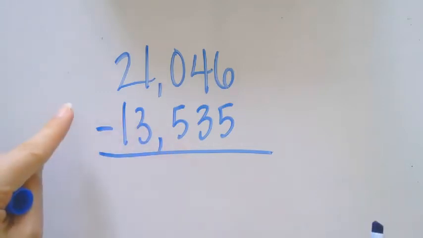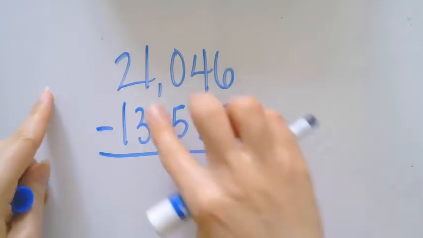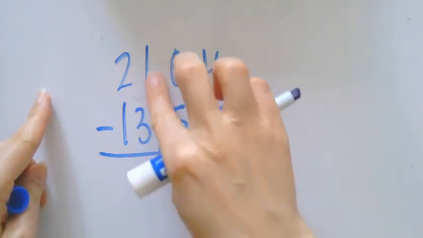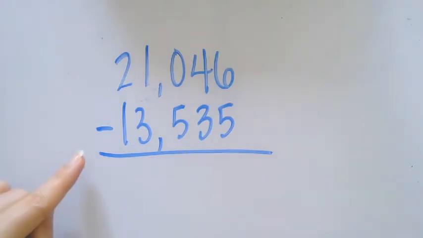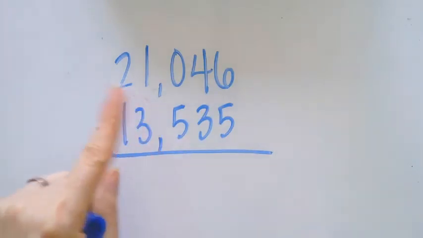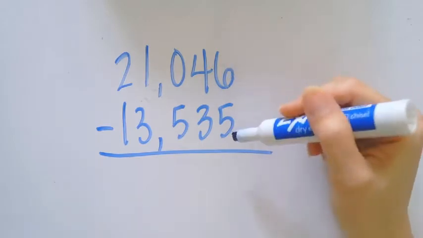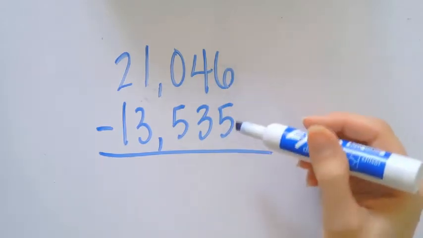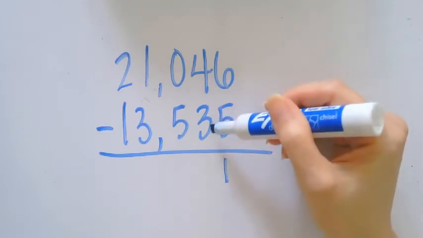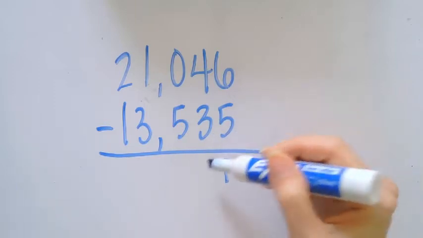What is that top row? 21,046. I could see that being a little confusing. Minus 13,535. All right, starting with our ones place. Can we take 5 away from 6? Yes. 6 minus 5 is 1. Can we take 3 away from 4? Yes. 4 minus 3 is 1.